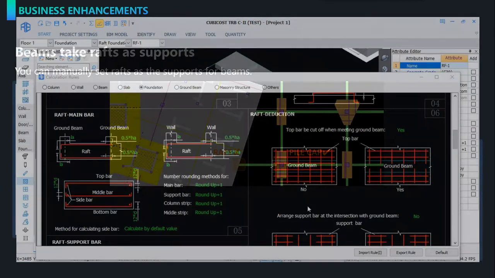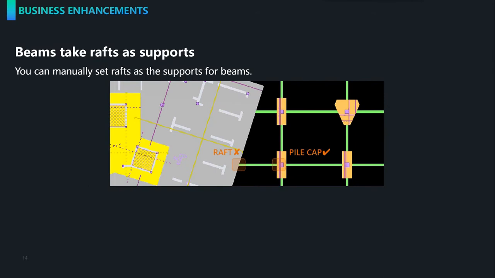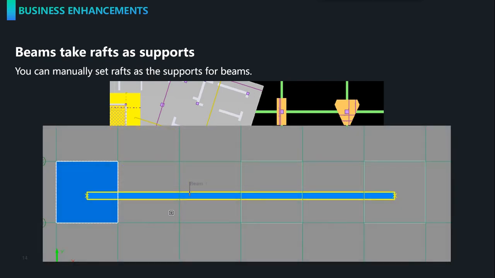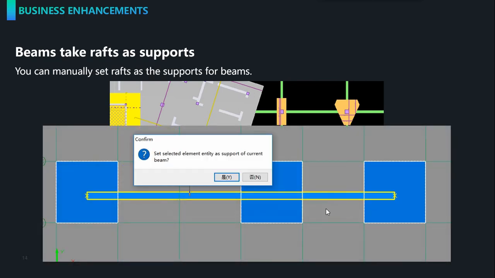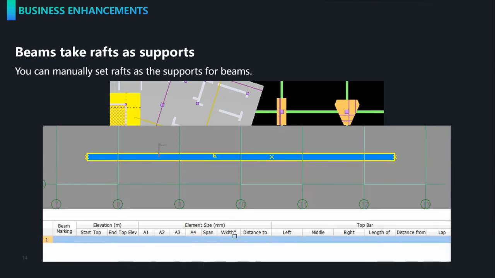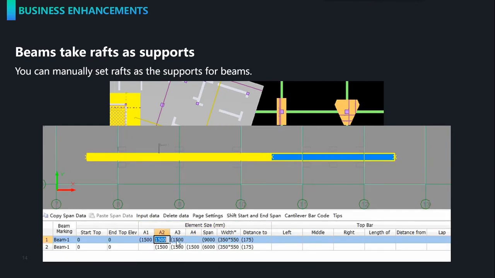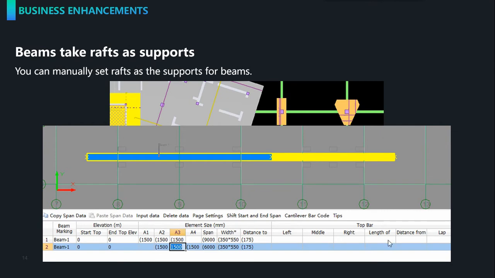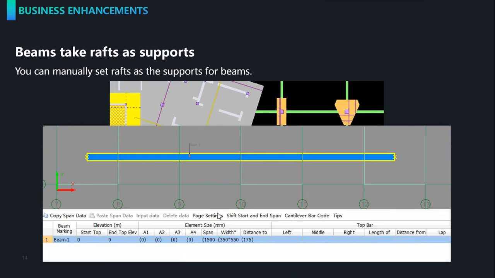You may use raft to draw pile caps. However, only pile caps, not rafts, can be taken as supports for beams. In actual scenarios, you need to draw rafts and pile caps at the same location. The operations are trivial. Now, you can manually set rafts as the supports for beams.